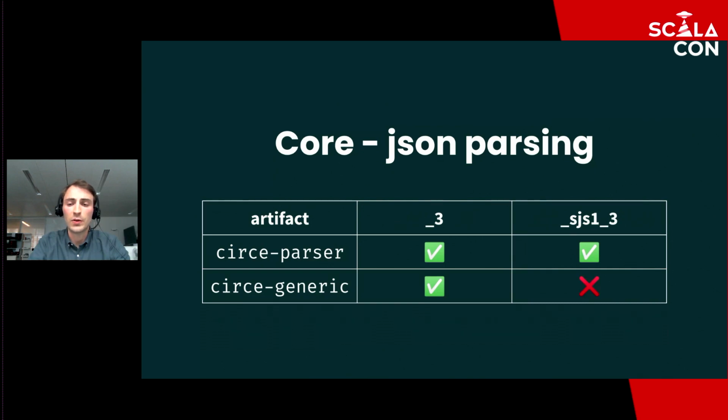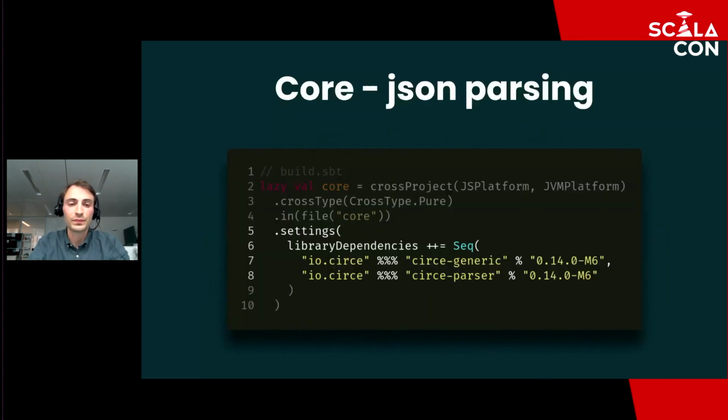Okay, so the reason why I'm not using 3.0.0 final is that I don't have a circe generic on Scala.js for Scala 3 final. I can add these dependencies in my cross project as if it was a normal project. The only difference is that I need the 3 percent signs so that SBT fetches the platform dependent library artifact.